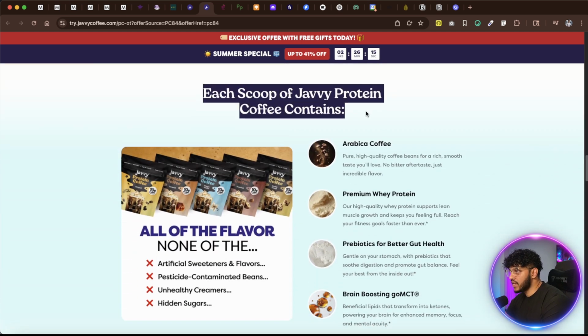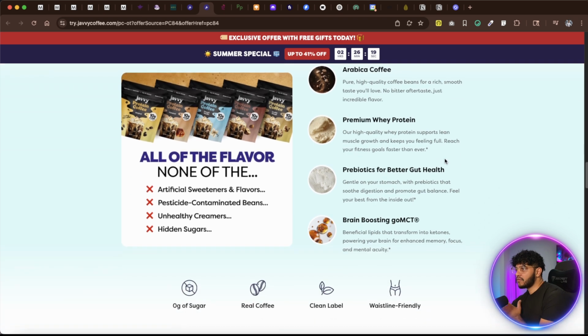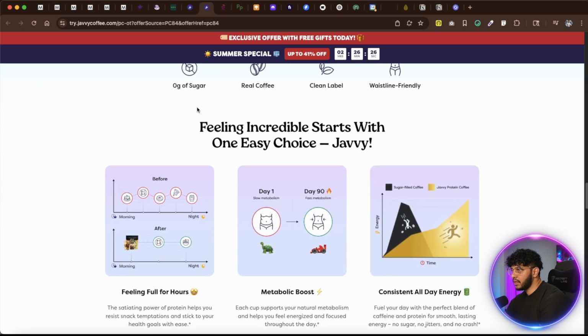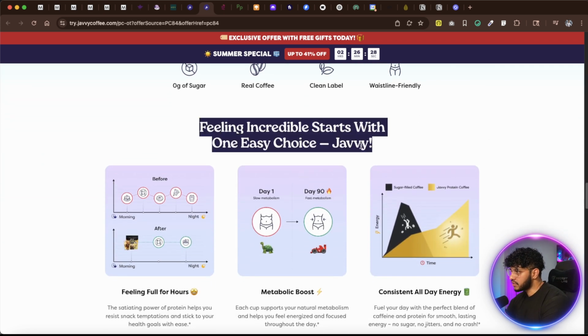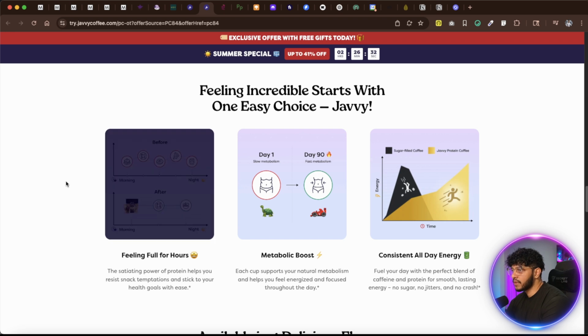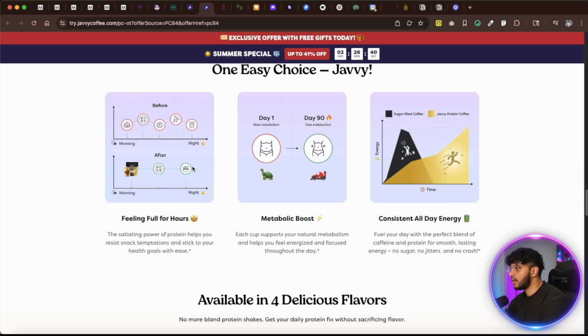Then we have the ingredient section, why you should be purchasing from this specific brand. What are the ingredients? What are the benefits of using this specific coffee? This is the journey. This is your results before, this is your after results, day 1, day 90. They're educating you around, hey, this is how it's going to help you in the long term.